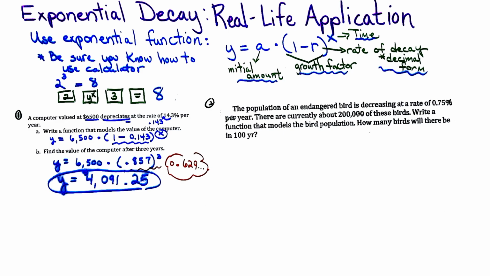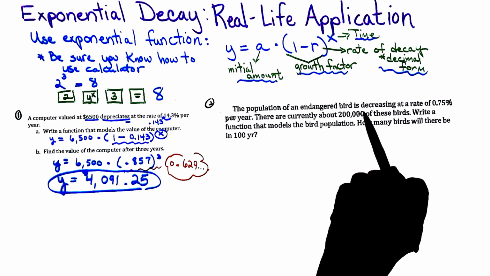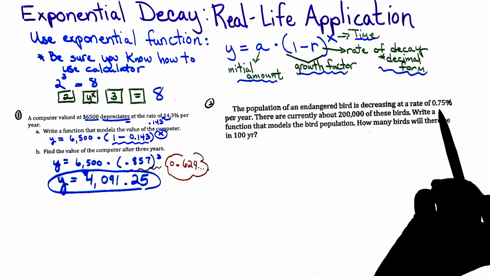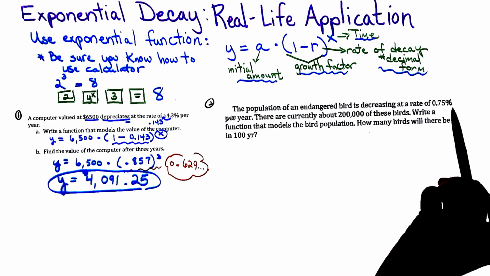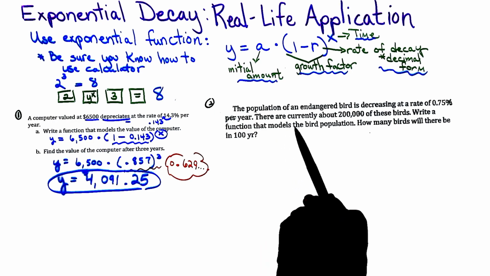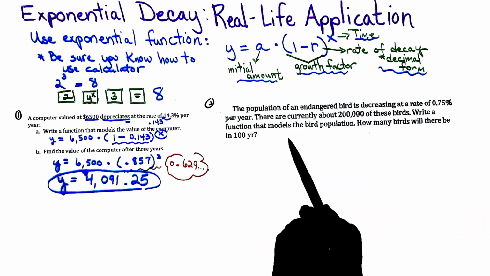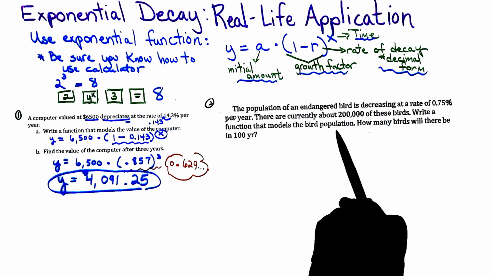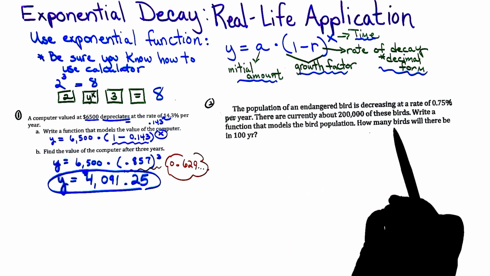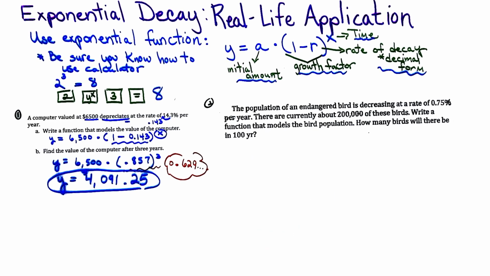Okay, well, let's look at number 2. The population of endangered birds is decreasing at a rate of 0.75%. Well, that's less than 1% a year. However, it is significant. There are currently 200,000 birds. Write a function that models the bird population, and then we're going to say, how many birds will there be 100 years from now? Wow.